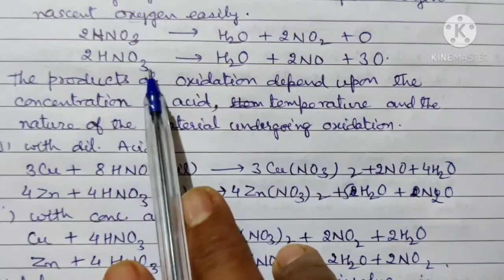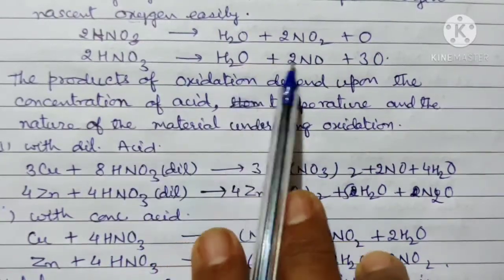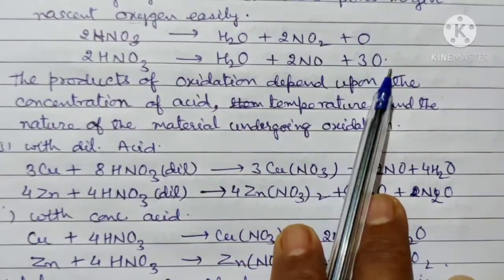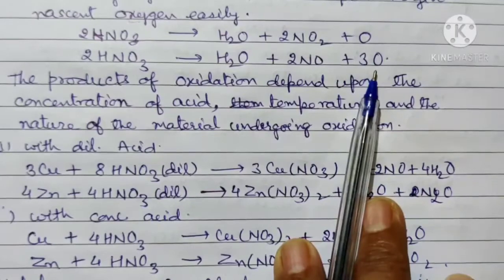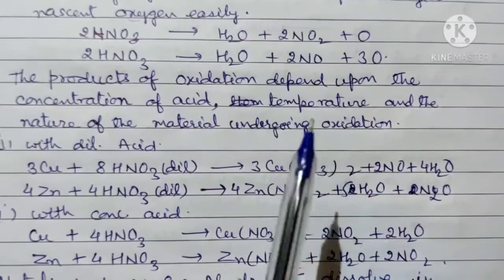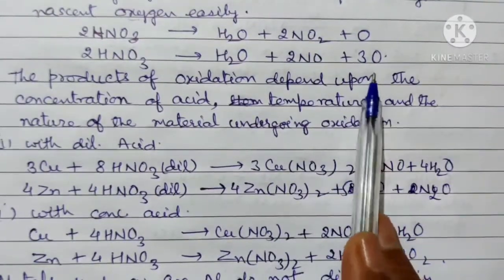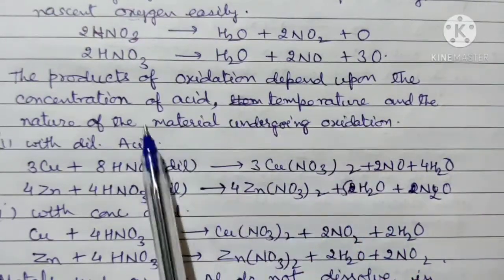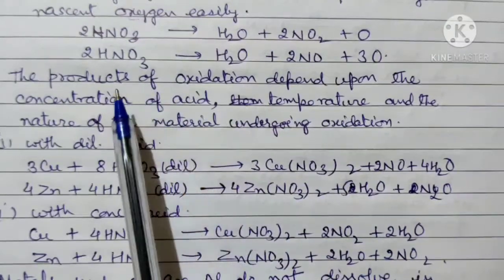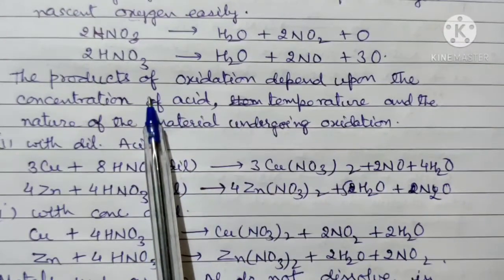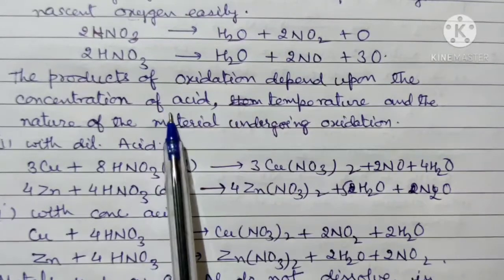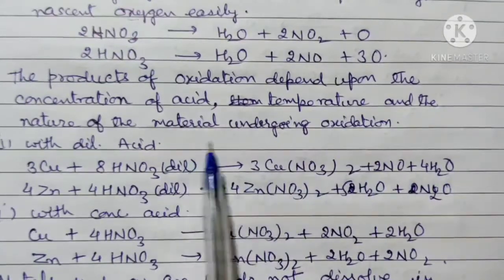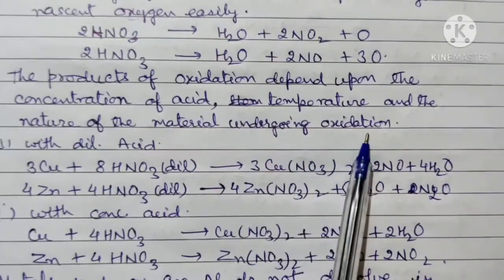Second, when we heat nitric acid strongly, it decomposes to give nitric oxide and 3 atoms of oxygen. This is the cause of the oxidizing nature of nitric acid. Due to the formation of this nascent oxygen, nitric acid is used as a strong oxidizing agent. The products of oxidation depend upon the concentration of the acid, the temperature, and the nature of the material undergoing the oxidation reaction.